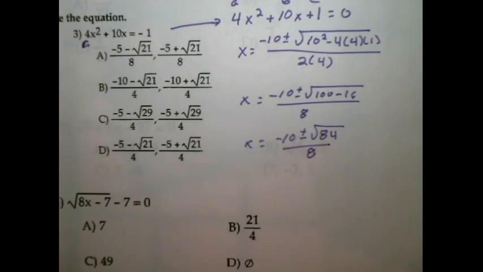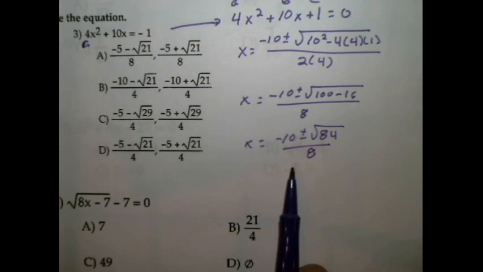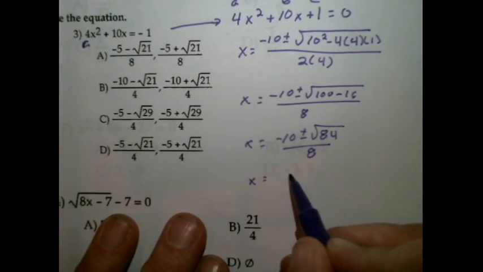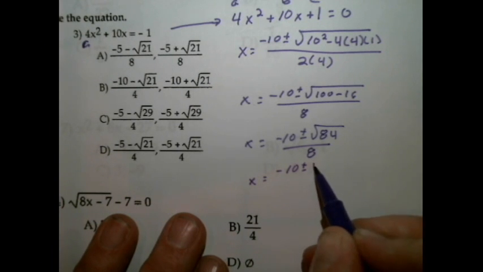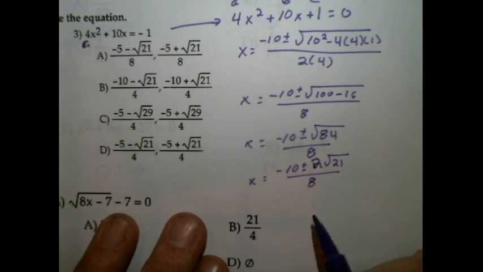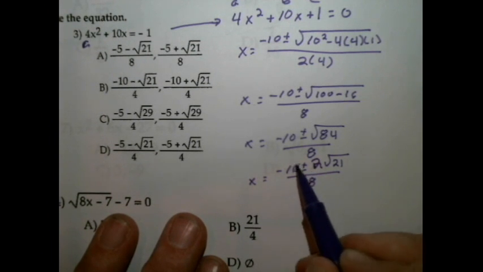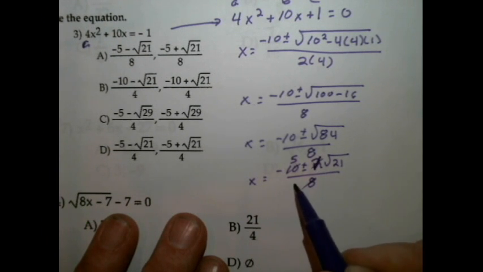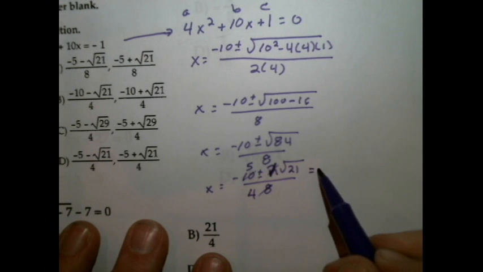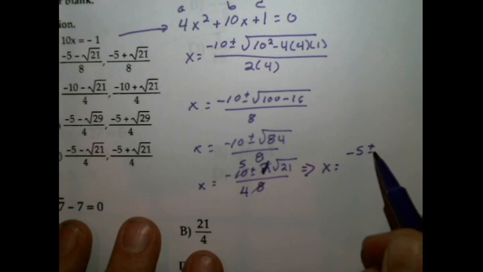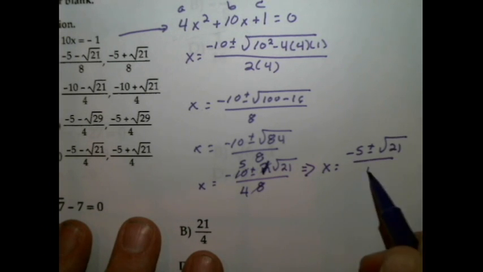Now 84, since that is divisible by 4, I can actually simplify that radical to be negative 10 plus or minus, take 4 out, square root of 4 is 2, times the square root of 84 divided by 4 is 21, over 8. Last thing to do, 10, 2, and 8 are all divisible by 2. 10 divided by 2 is 5, 2 divided by 2 is 1, 8 divided by 2 is 4. So my final answer is x equals negative 5 plus or minus the square root of 21 over 4.